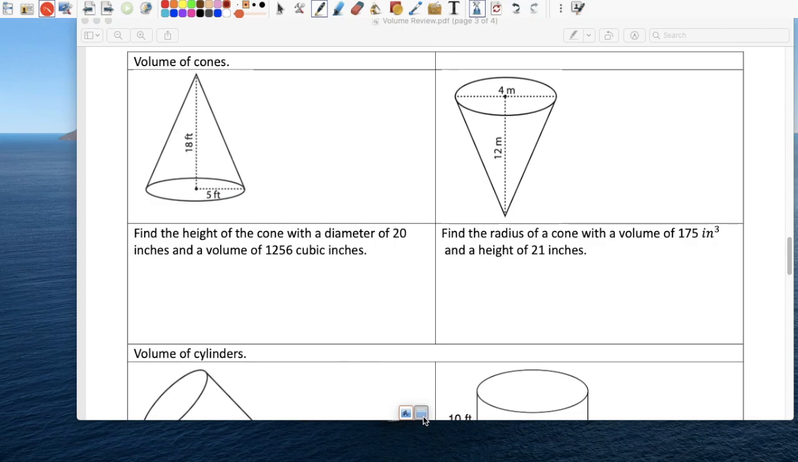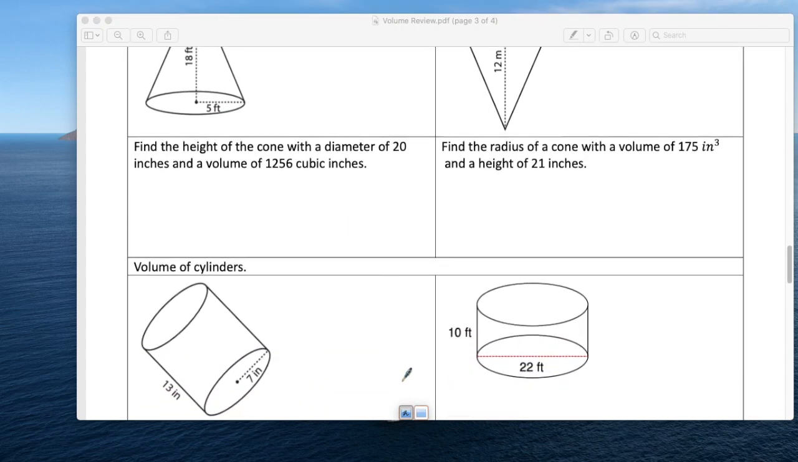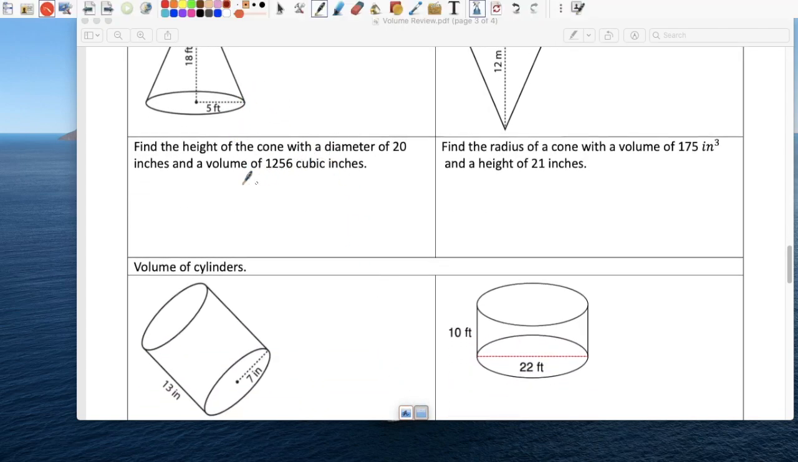Find the height. Now we have the same thing, but we want to find the height. So volume is given to us. Right, so volume, we want the height. So what's the volume? 1,256 equals 1/3 pi. The radius is, they tell us the diameter is 20, so the radius is 10, so 10 to the second power h. We're going to solve for h, so we're going to have to make that equation look like h equals something. So we're going to isolate it.